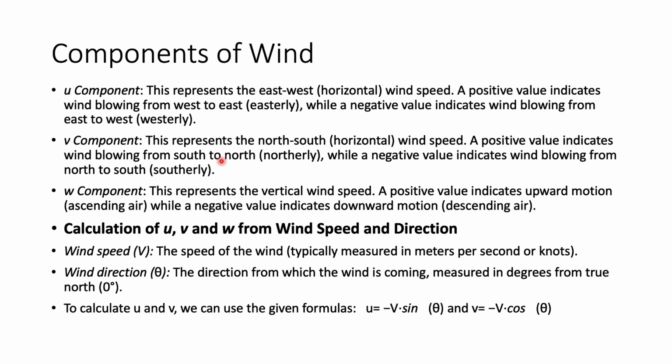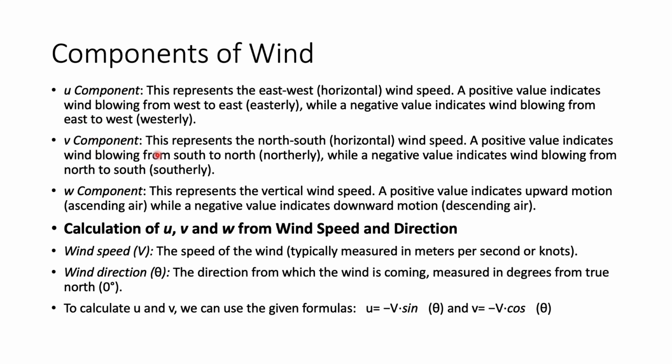So what are the components of wind? We have been talking about wind direction and wind dynamics. So let us look at the different components of the wind. The first one is the U component. This represents the east-west horizontal wind speed. A positive value indicates wind blowing from west to east, that is the easterly wind, while a negative value indicates wind blowing from east to west, westerly. So the sign does not mean it is more than 0 or less than 0. It is only the direction, especially in the U component.